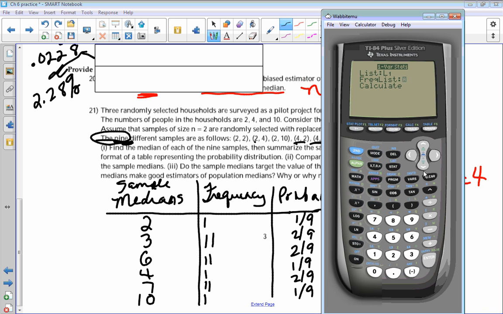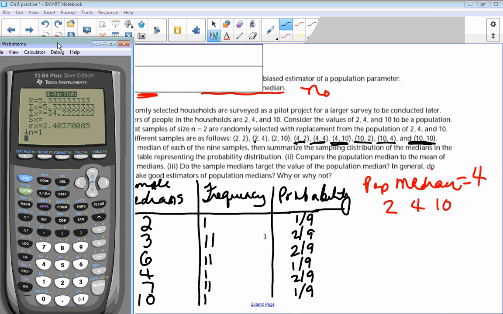You're going to type in L1 by hitting second, L1, then you're going to hit comma. To get my frequency list, I'm going to do second and 2, which is L2. And everybody's going to put L2, and then you're going to have a parenthesis. I'm going to press calculate, and it's going to give me my stats.